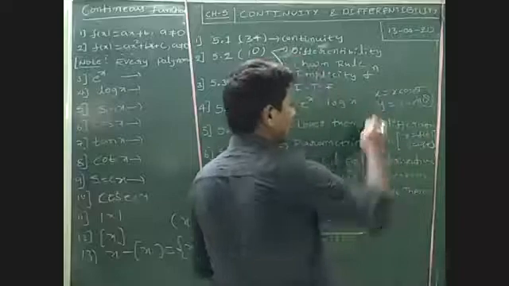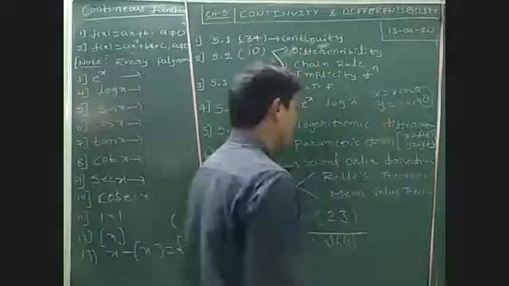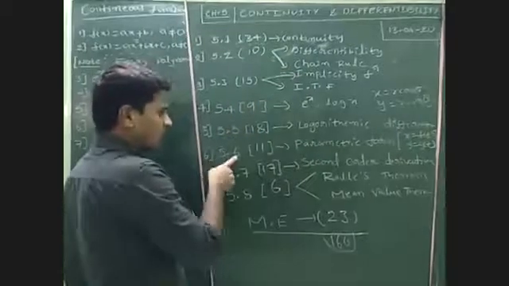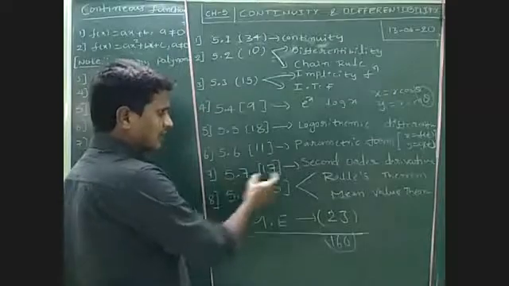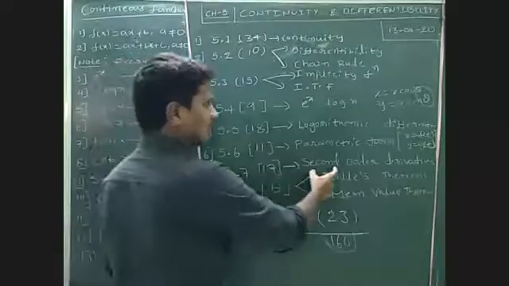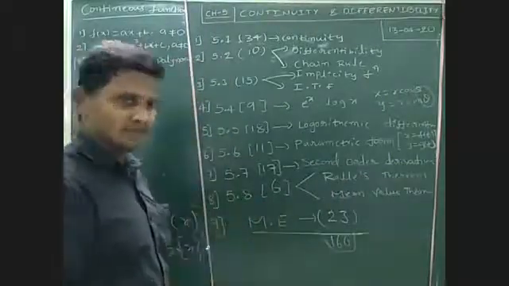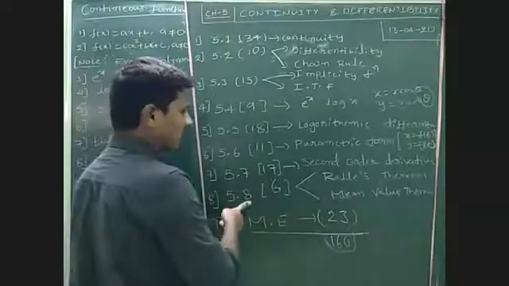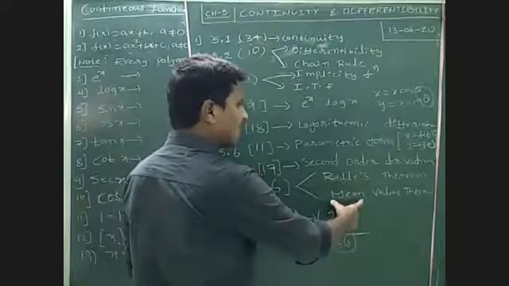Then these are called parametric equations. Then how to differentiate these parametric equations? So exercise 5.6 is based on parametric form. Exercise 5.7 has 17 questions. Here we need to find the second order derivative. We can differentiate twice. Whereas in 5.8, there are two important theorems, that is Rolle's theorem and the mean value theorem.